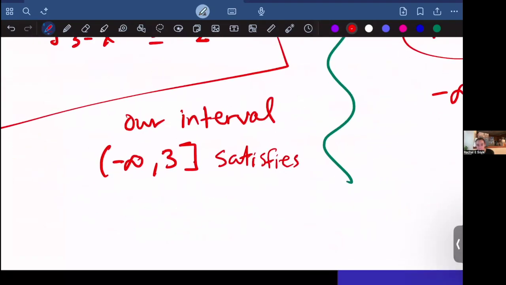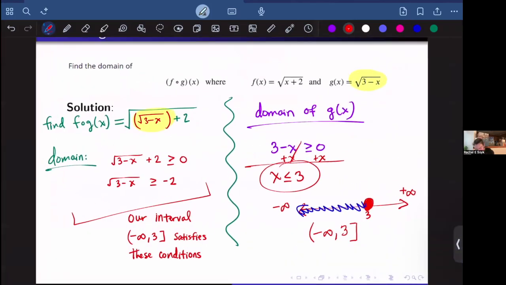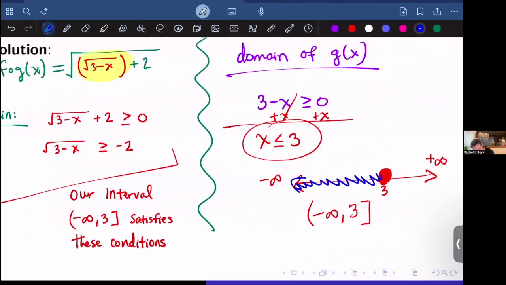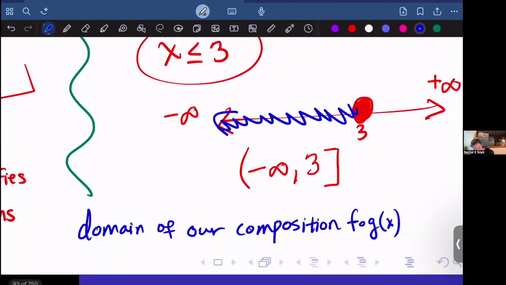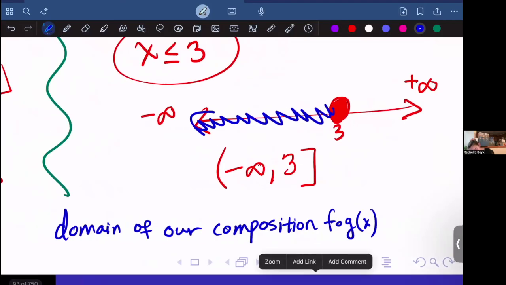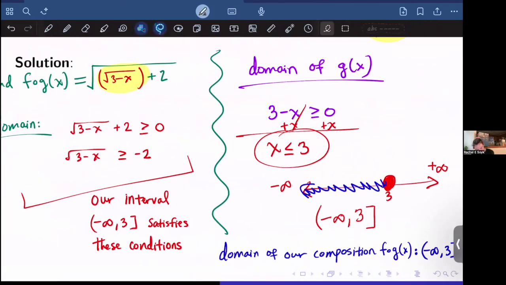I'm going to make this a little neater. Much better. So what do we end up getting? Well, the domain of our composition, our f of g of x, is just -∞, 3, including 3. And we're done.